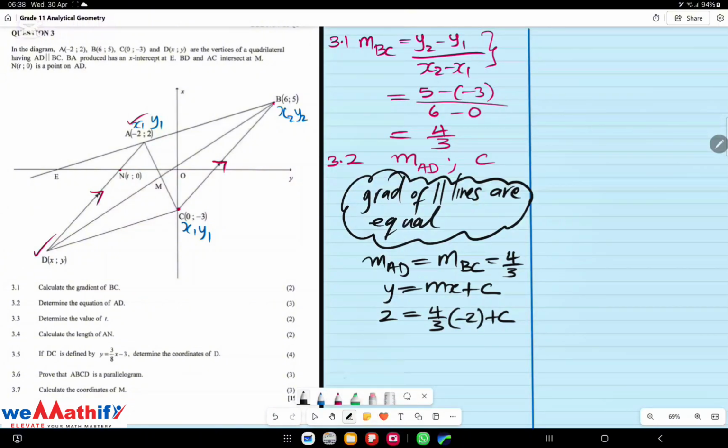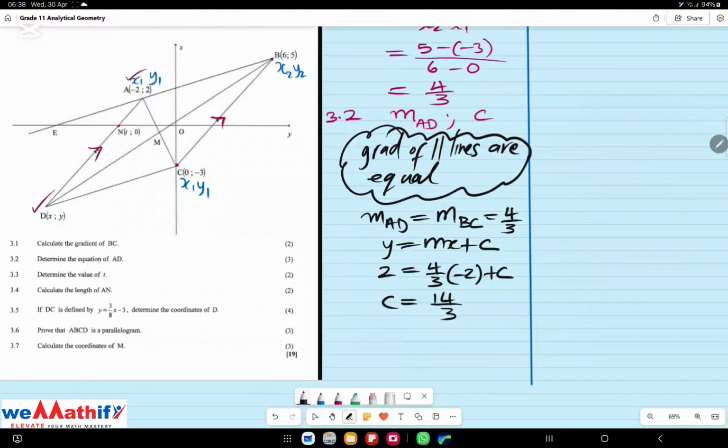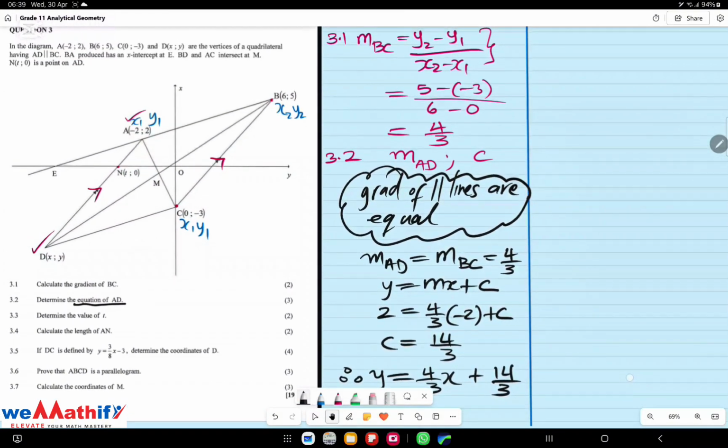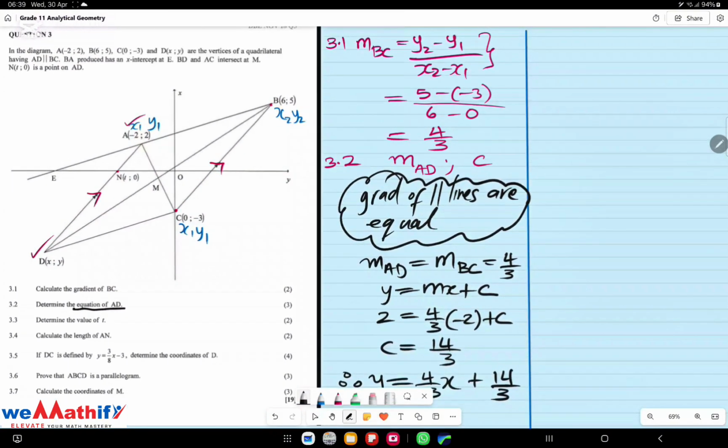And solving this results in 14/3. You can double check on your side. Now, the solution is not complete without the conclusion. The question specifically asks for the equation, so you need to give the equation as a conclusion. There you go, the equation of AD. Next question, we are going to calculate the value of t.